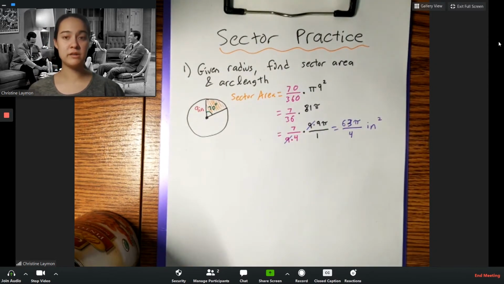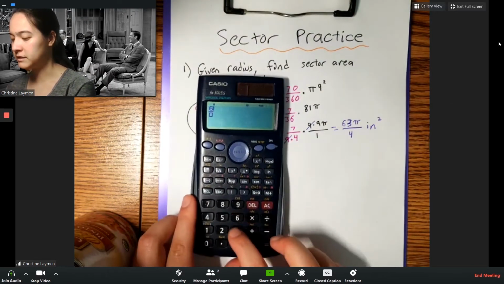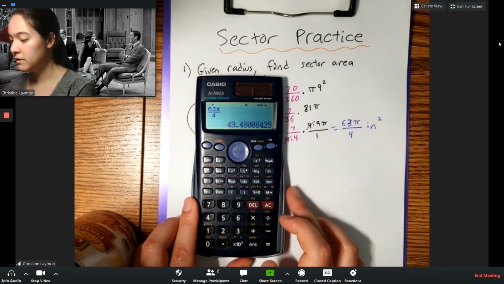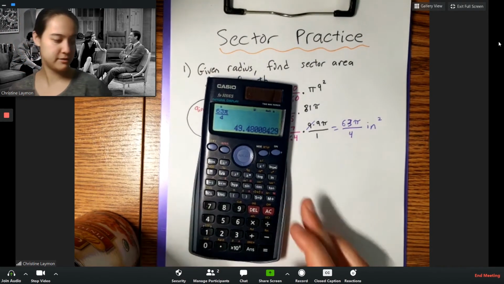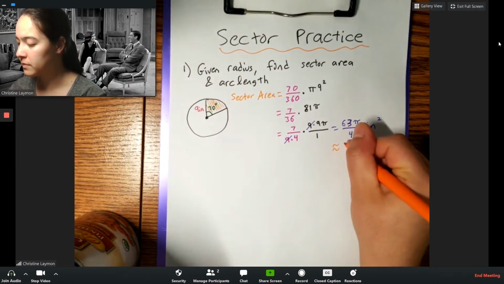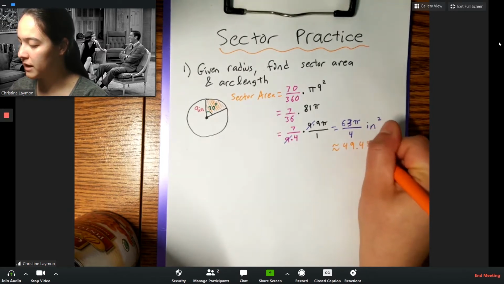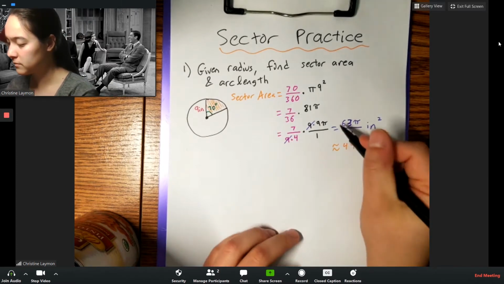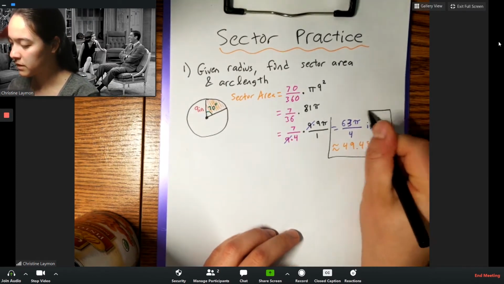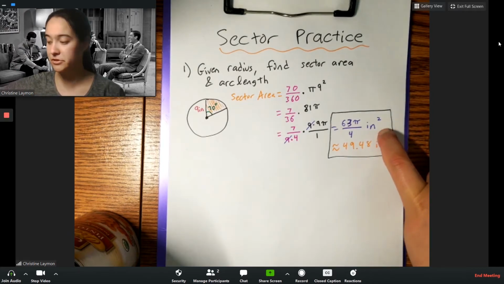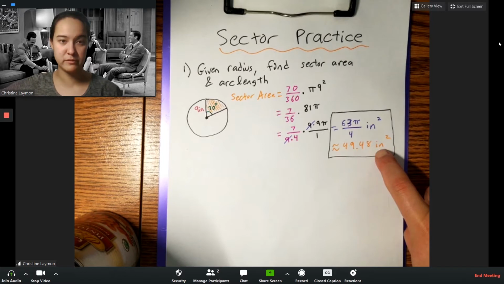But let's say you wanted it rounded to decimal places. So on my calculator, 63 pi over 4, 49.48. I'm going to come down below. This is approximately 49.48 inches squared. Okay, so that is sector area. The one in purple is the exact answer. The one in orange is the approximate.